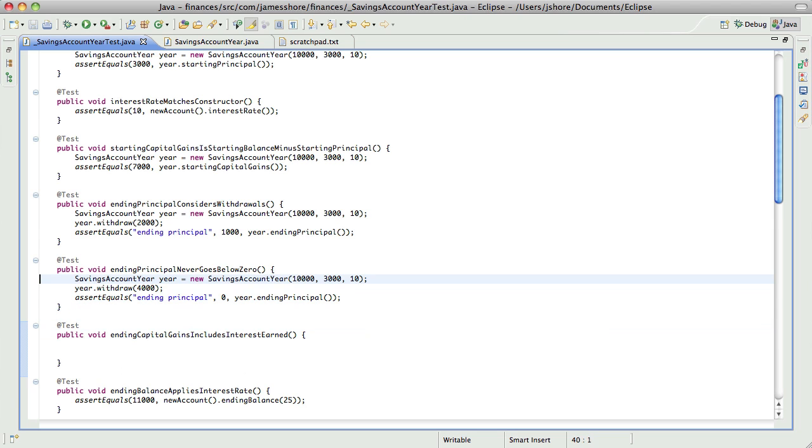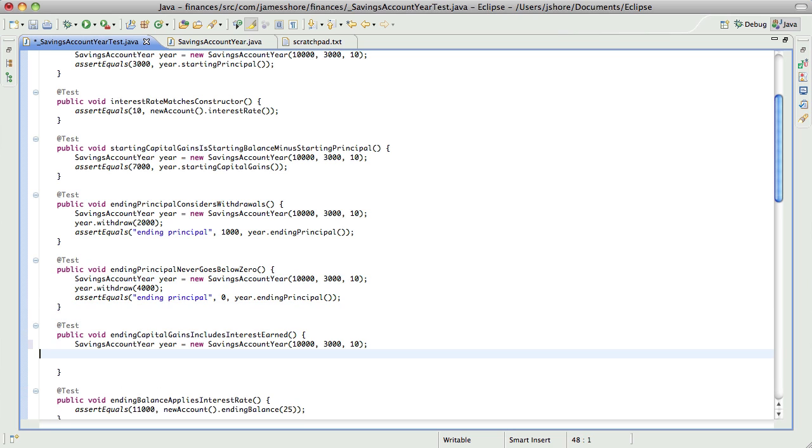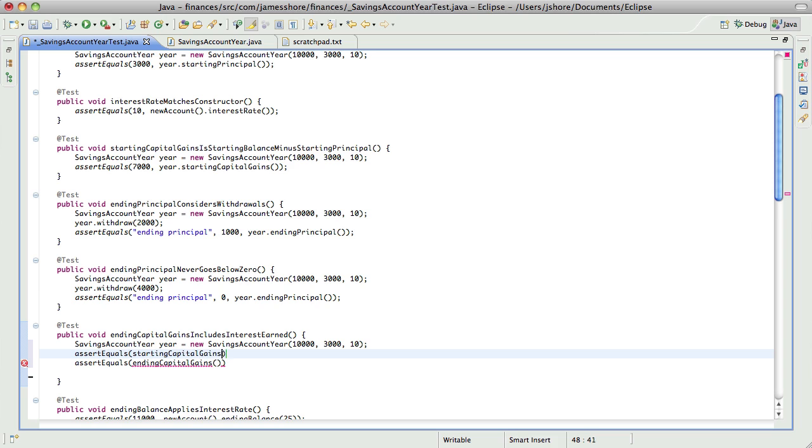So we've got a savings account year. And what we want to do is assert equals that ending capital gains is going to equal, let's see, started out with 3,000. So our starting capital gain should be 7,000. And our ending capital gain should be 3,000 plus 1,000, so 4,000, because we earned $1,000 in interest.